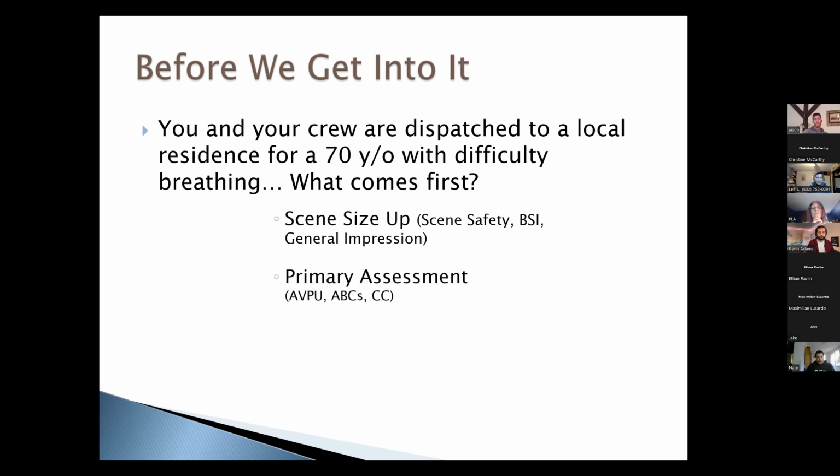So next comes our primary assessment. We're going to gain their level of responsiveness, whether or not they can look at us, whether they're unresponsive, altered, or conscious. Then we'll do those ABCs, and we'll get their chief complaint if they're alert and talking to us. So they say, I've been having difficulty breathing for the past 30 minutes. It's really bad. Their airway's open, their pulse feels strong, but they're breathing really badly. What do you want to do next? What are your next levels of assessment?